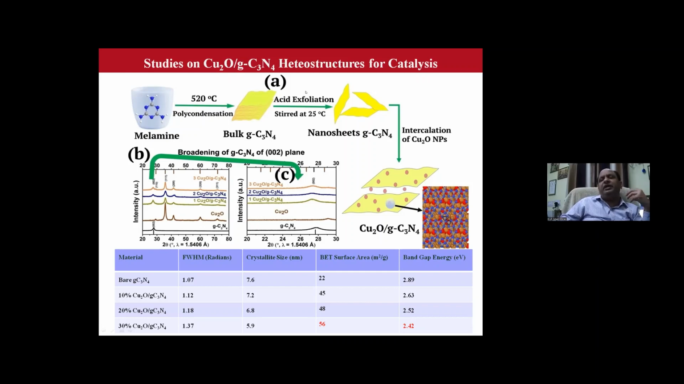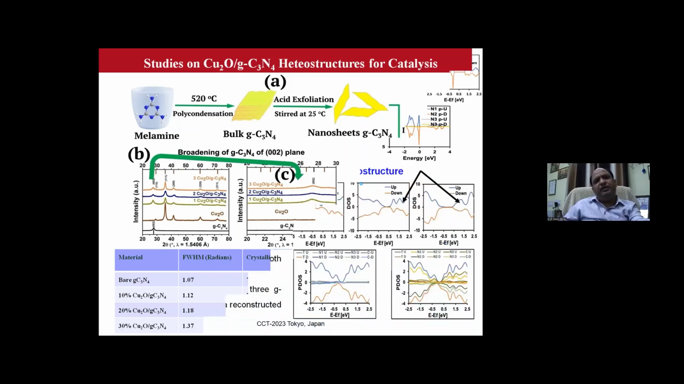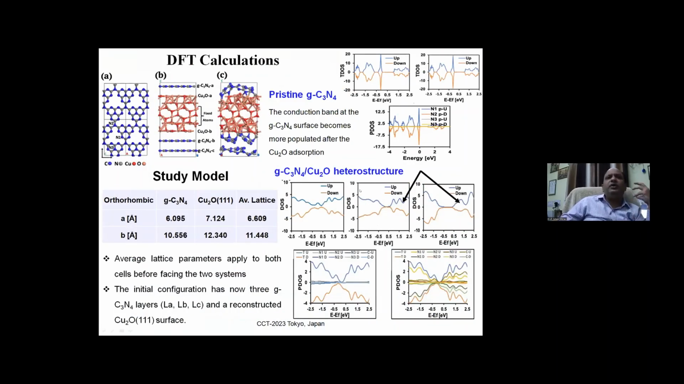But the interesting point is that here we have made 10, 20 or 30, or 1, 2, 3 mole% of the copper oxide over the graphitic carbon nitride, and then in detail we have analyzed the X-ray diffraction for the formation of these heterostructures, and then we did the theoretical calculation. There is a lattice mismatch between the copper oxide and graphitic carbon nitride. So first, we made the structural similarity of the two materials during the heterostructure formation.